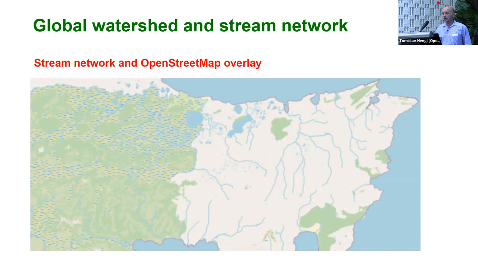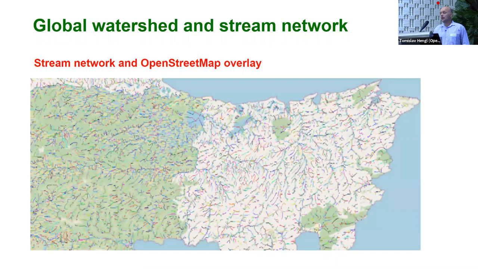So OpenStreetMap is mapping the stream network, but doesn't reach the resolution that you can get at 90 meters. At this moment, and probably most of you already did some stream network delineation with flow accumulation during your GIS classes and so on, I use the same principles and techniques, but in a multi-core computation for massive data processing.